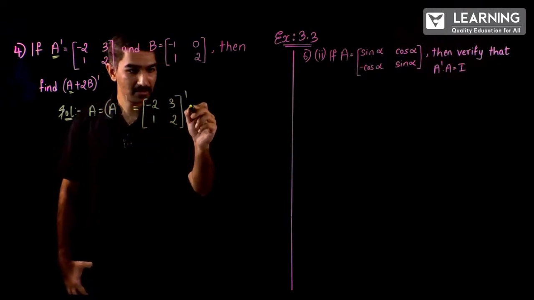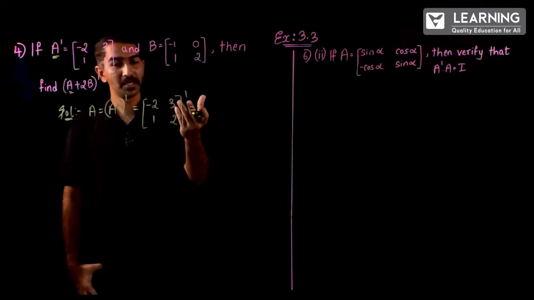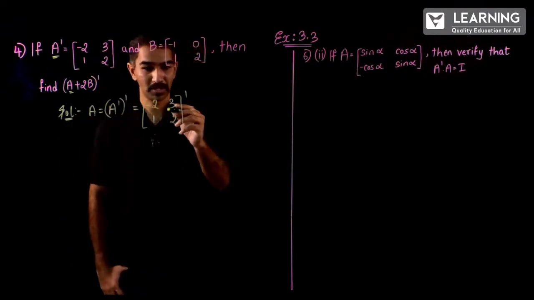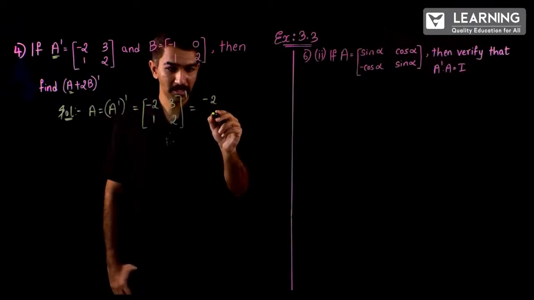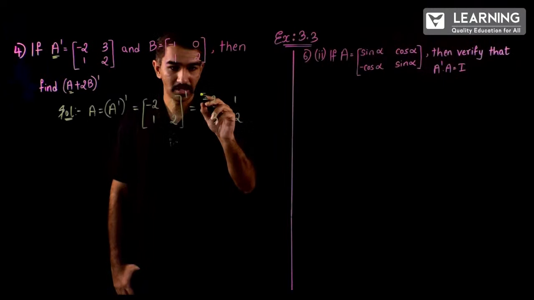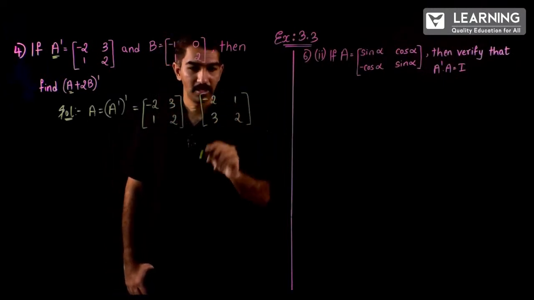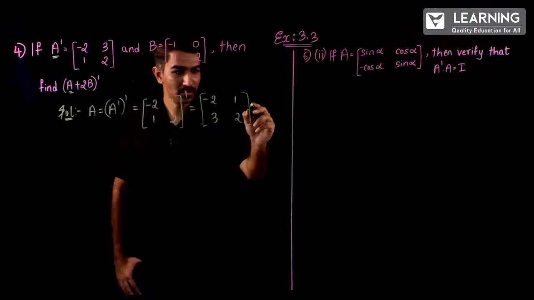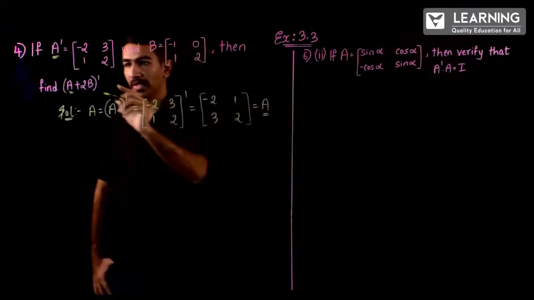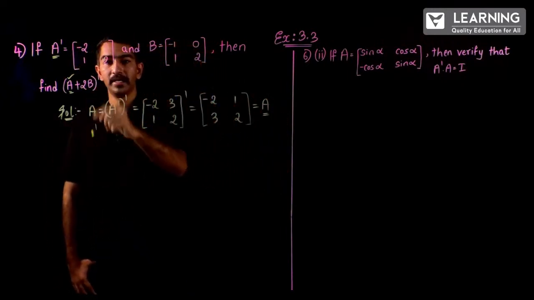Now the dash means transpose. What is the meaning of transpose? Writing the rows as columns and vice versa, columns as rows. So this will become [[-2, 1], [3, 2]]. This is the transpose of A', and it will be equal to what now, students? This will be equal to A. So we got A now, correct?